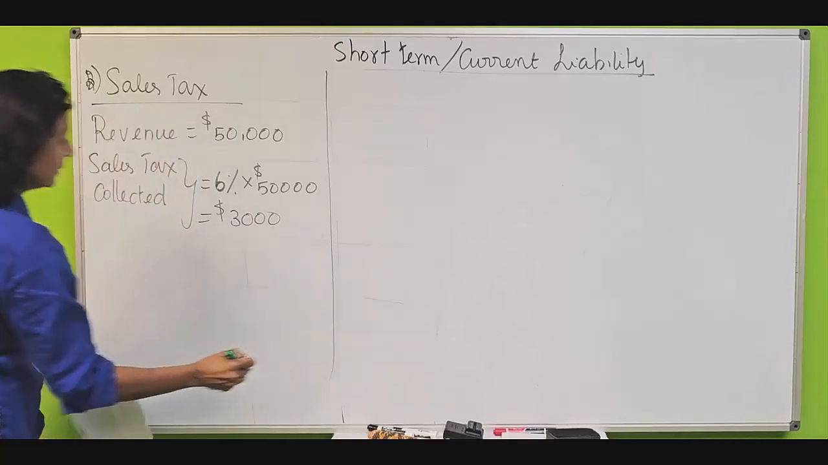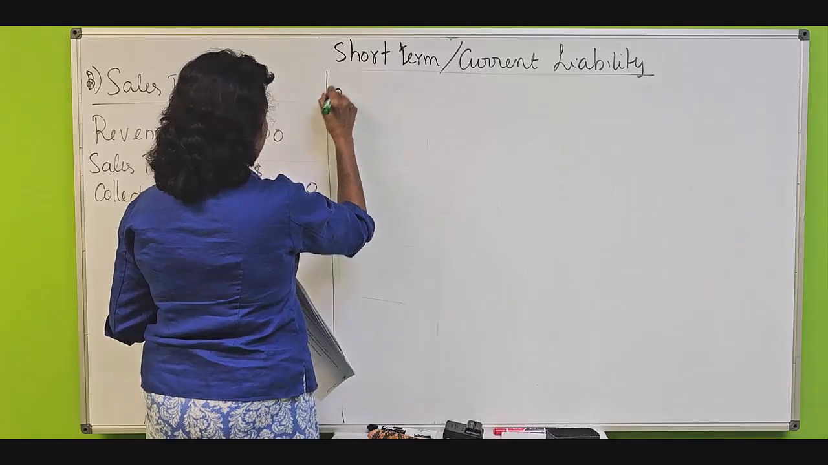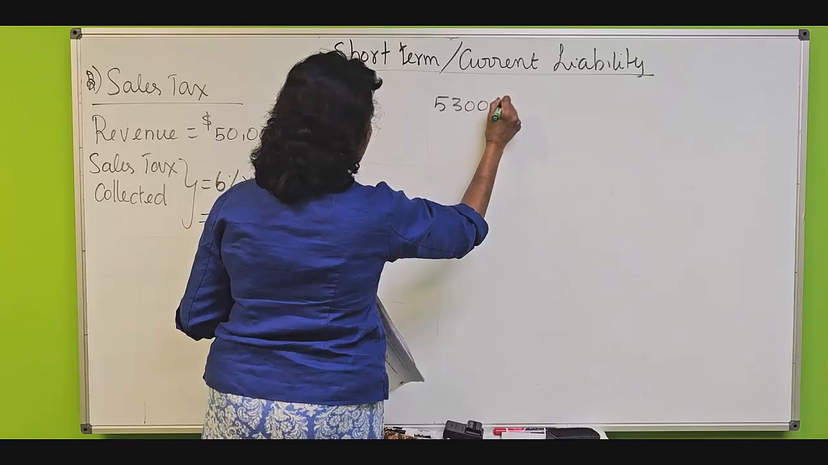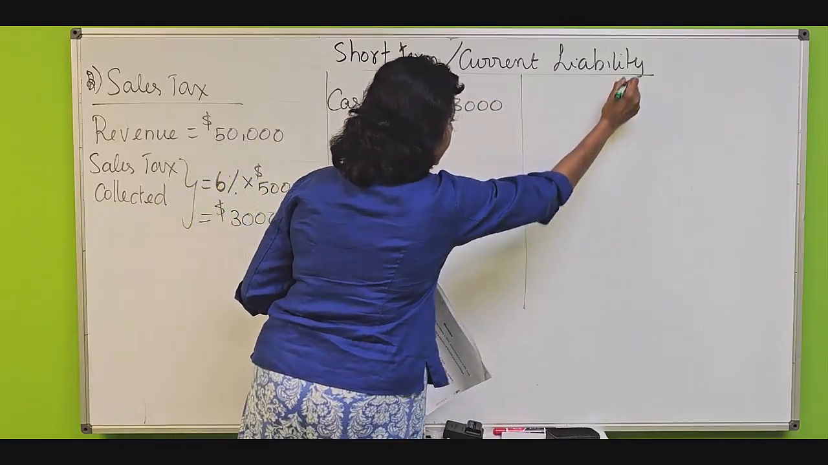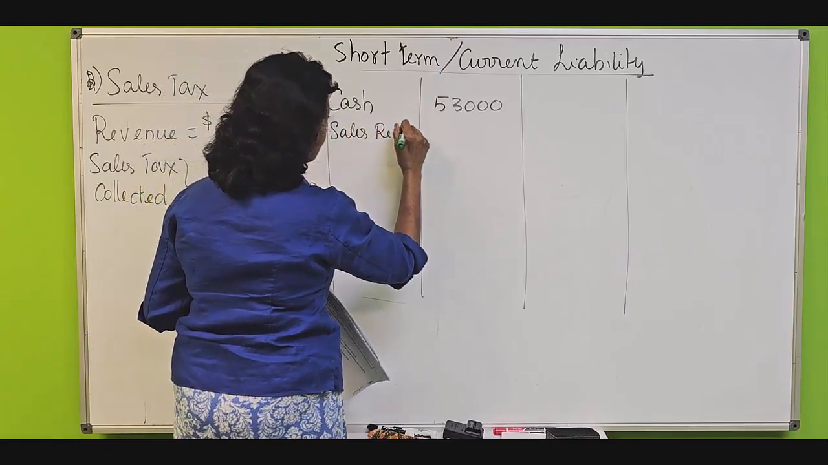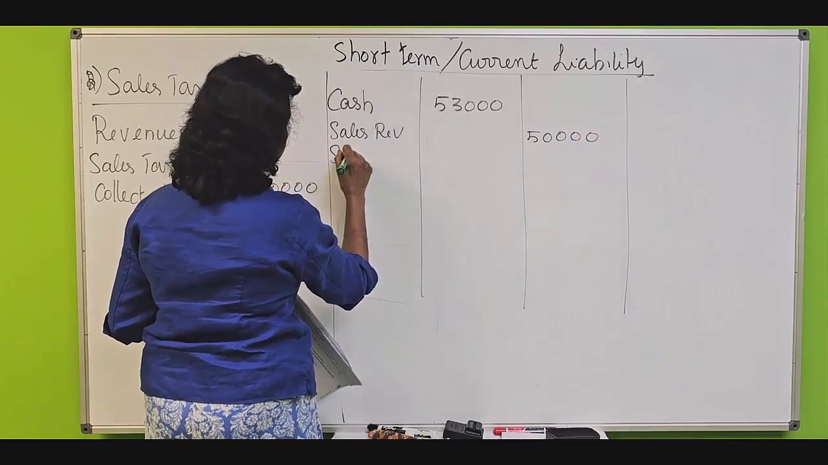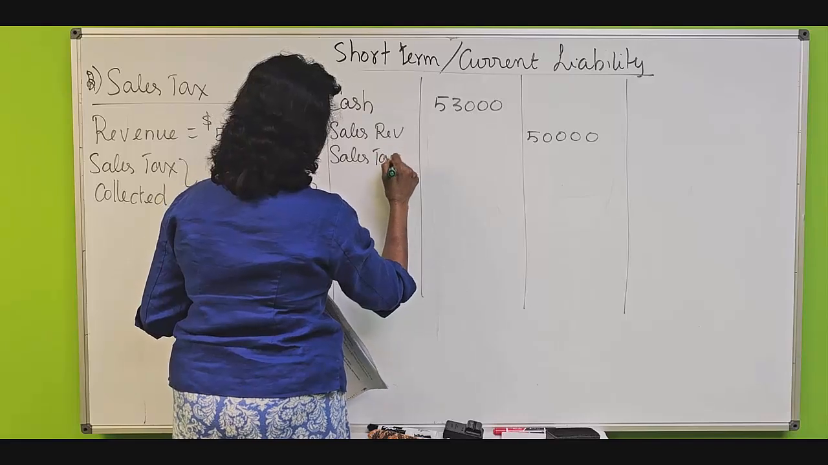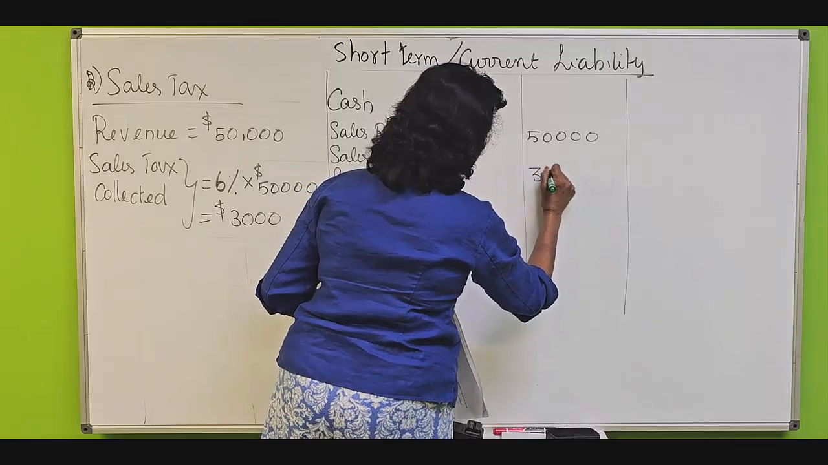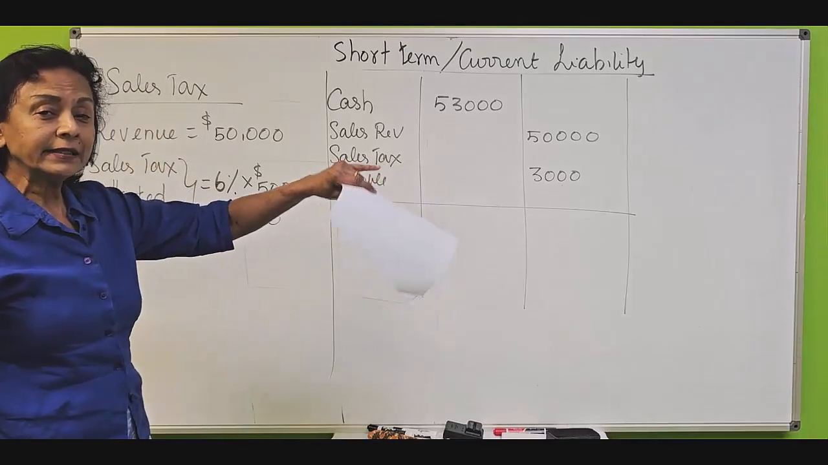So on the day they make the sale, they are going to debit cash $53,000, credit sales revenue $50,000, and credit sales tax payable $3,000. So this is the entry on the day of the sale.